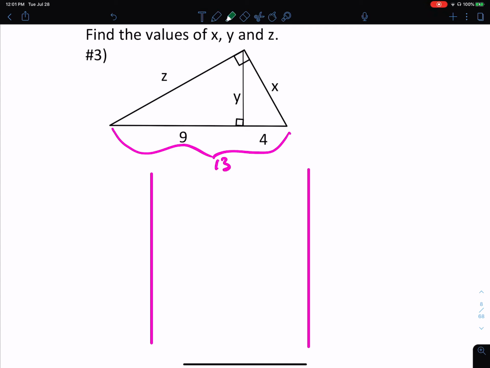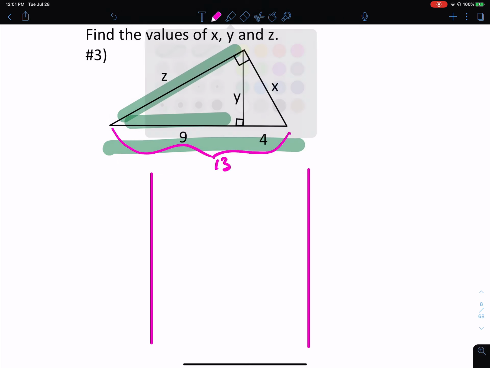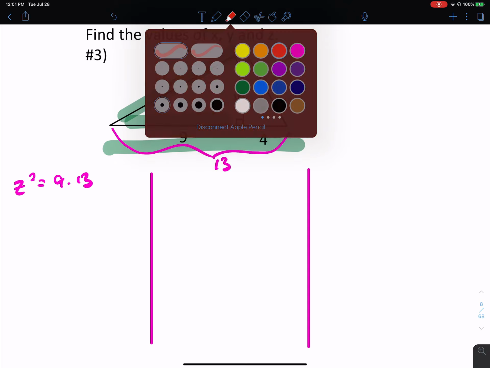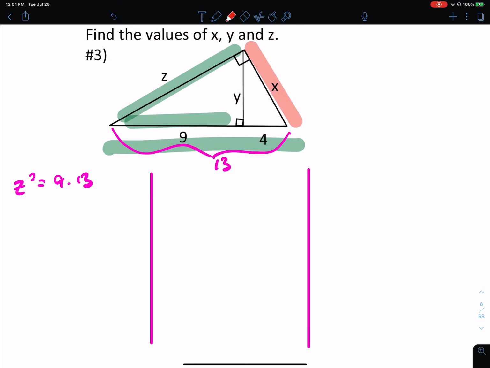So z squared should equal the product of 9 and 13. Sorry, z squared should equal 9 times 13. Similarly, x squared should equal the product of 4 and 13. X is the geometric mean of 4 and 13.